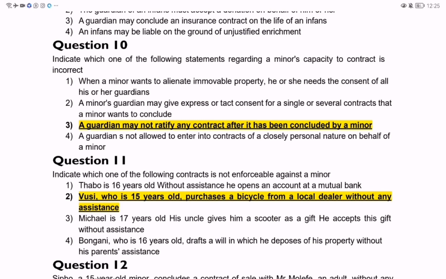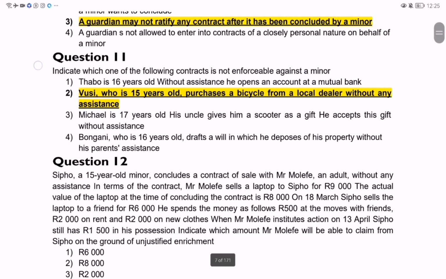Question 11. Indicate which one of the following contracts is not enforceable against a minor. Tabo is 16 years old. Without assistance, he opens an account at a mutual bank. Vusi, who is 15 years old, purchases a bicycle from a local dealer without any assistance. So this is not enforceable because he's not of the age prescribed.